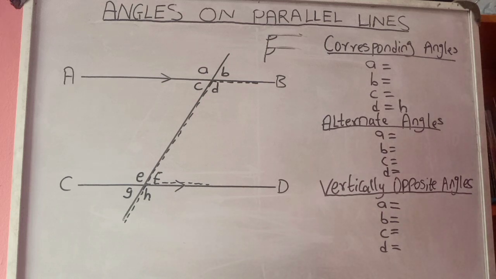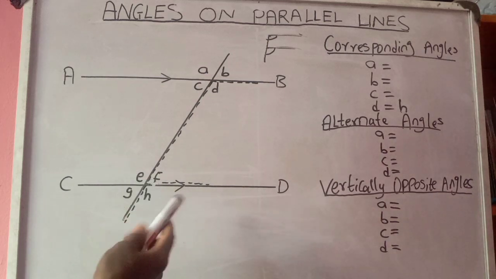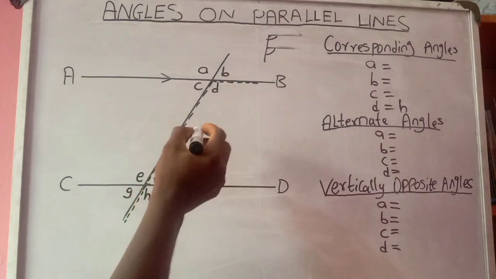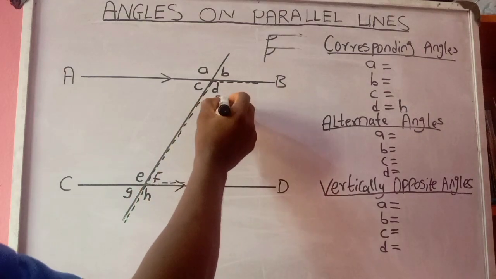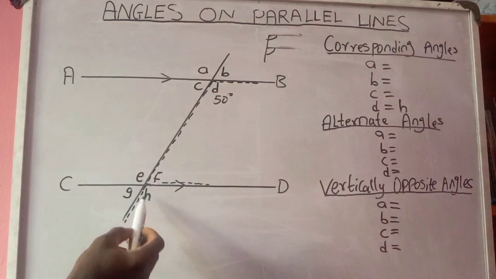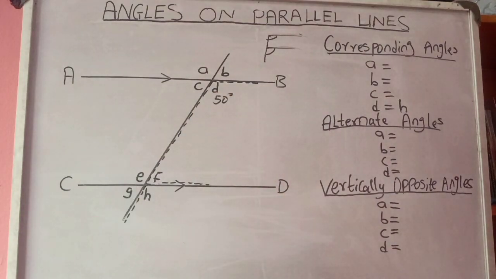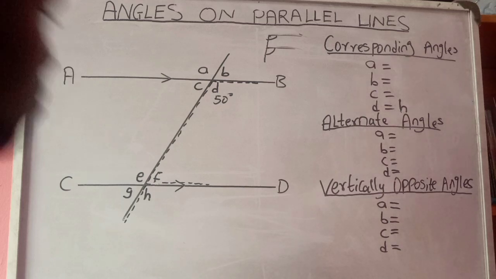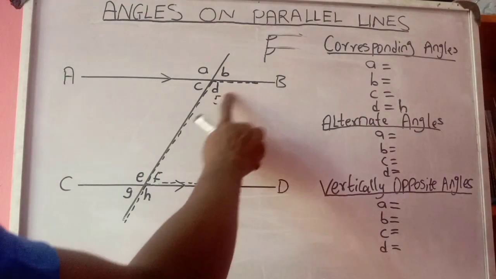Corresponding angles are equal. Meaning that if I have 50 here as my D, 50 degree here, what do you think H will be? Of course, H will still be what? 50 degree, because they are corresponding angles. And corresponding angles are equal.